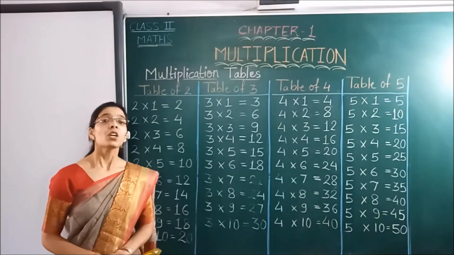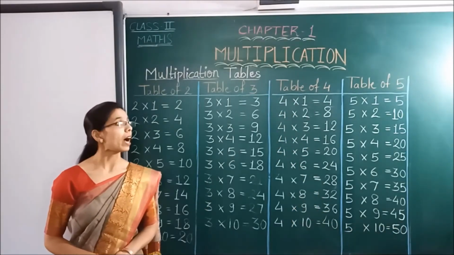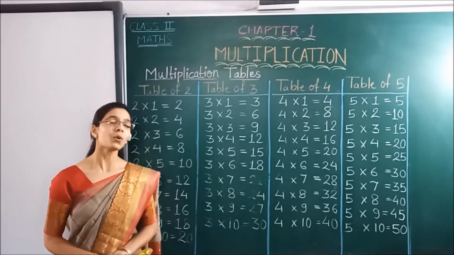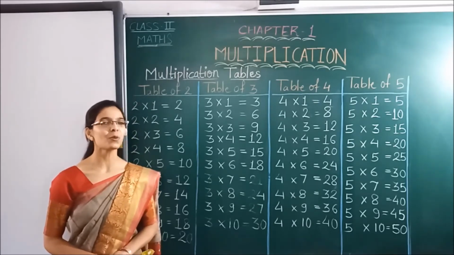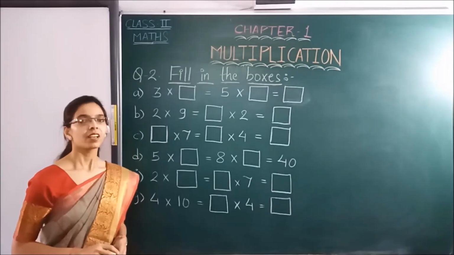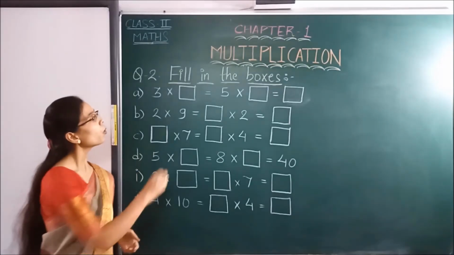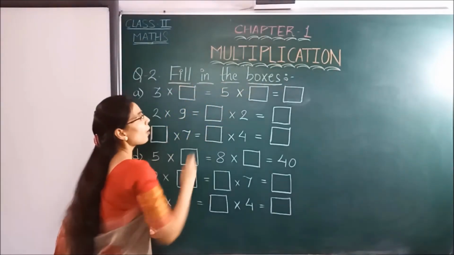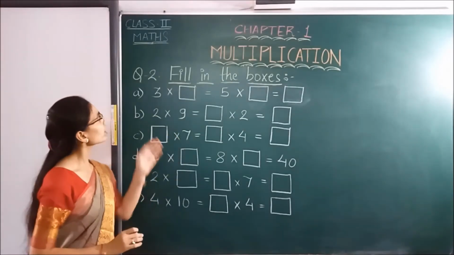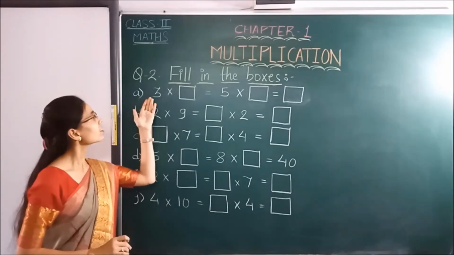Okay. Children, for multiplication, you have to remember table from 2 to 10 so that you can easily do multiplication. Okay? You have to remember by heart. Now children, question number 2. Fill in the boxes. We have to fill these boxes. So look at here. Question A.